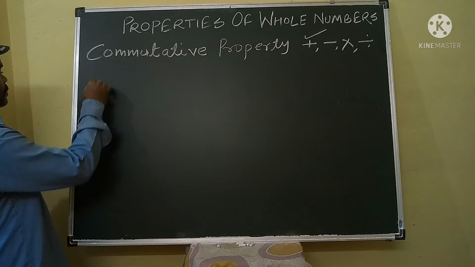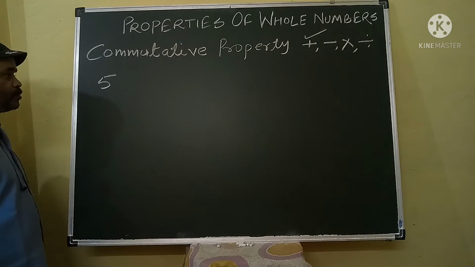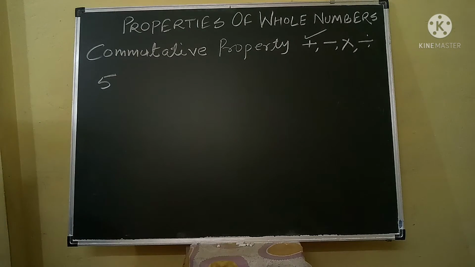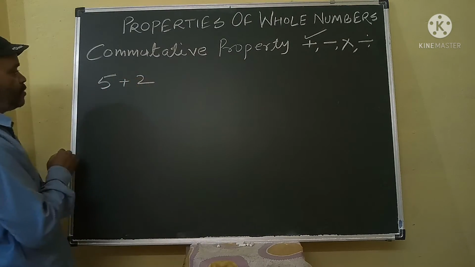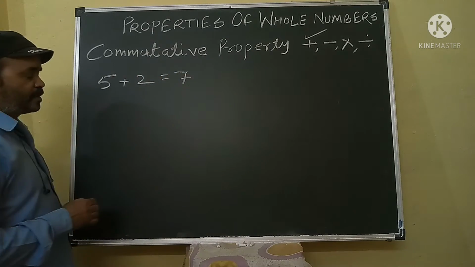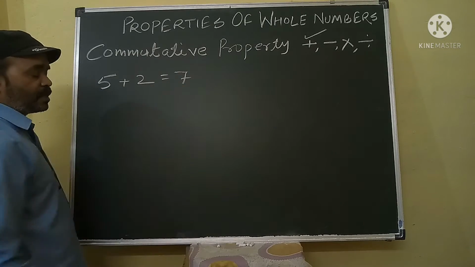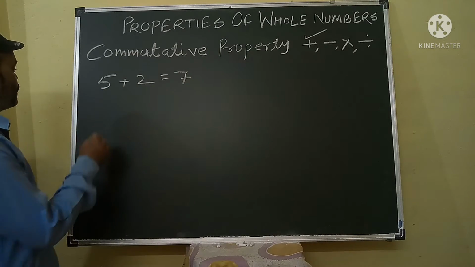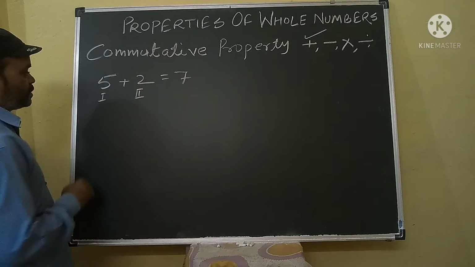Suppose you have two natural numbers or two whole numbers. 5 is a whole number and 2 is a whole number. 5 plus 2 gives you 7. In this example, 5 is in the first place and 2 is in the second place.